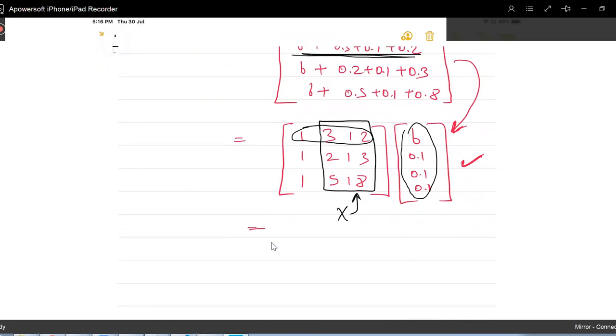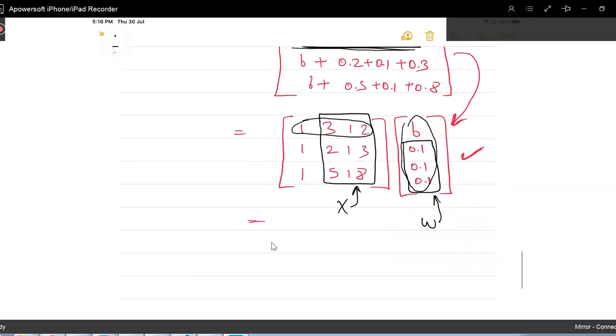Okay, and this was my weight, correct? So what I have done, I have written B in the topmost row in my weight matrix, and I have added 1 in the first column. So the dimension of this has become now 4 into 3, and this is 4 into 1, and the resultant will be this.